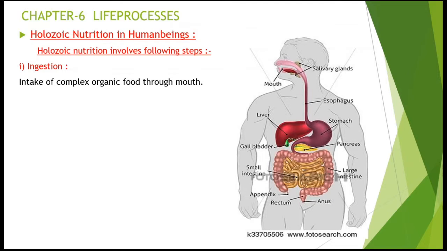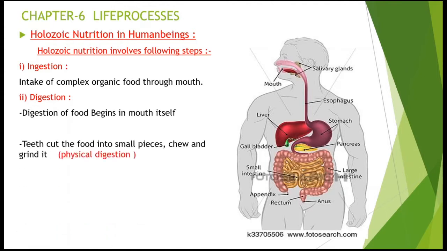The next process followed with ingestion is digestion. So what is digestion, children? It means the breakdown of complex food into a simpler form. This digestion of food begins in the mouth itself first. In the mouth, there are two types of digestion: physical digestion and chemical digestion. When we put the food into the mouth, the teeth cut the food into small pieces and chew and grind it. This type of digestion is physical digestion.